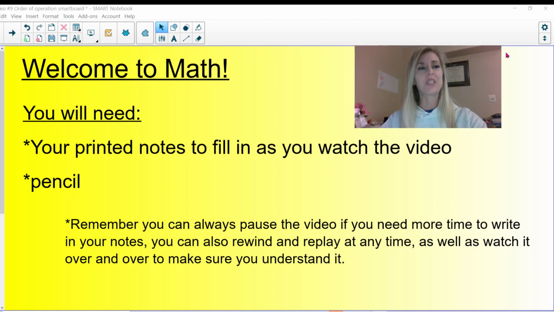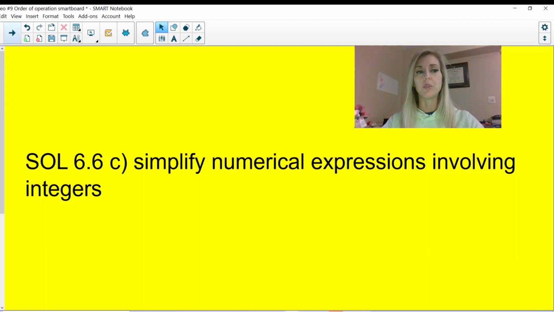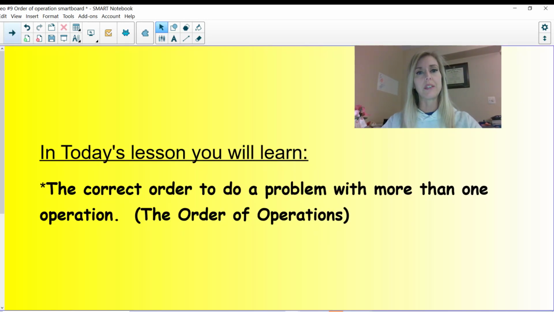So today we are going to talk about standard 6.6c, which is simplifying numerical expressions involving integers. Specifically, what you're going to learn today is the correct order to do a problem that has more than one operation. You may have heard it as the order of operations. So we're going to work on that today, and let's get started.